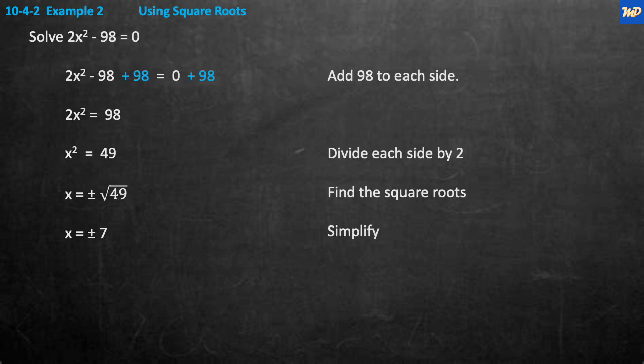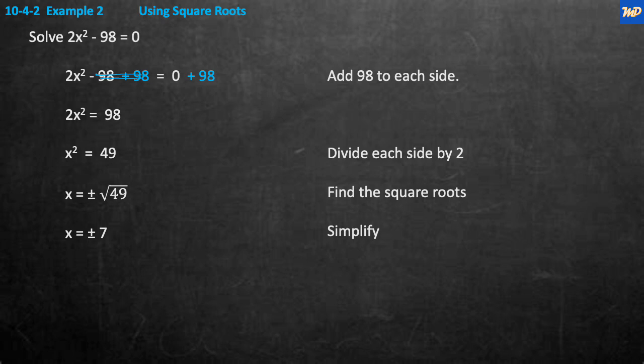Example 2, using square roots to solve this. To solve the problem 2x squared minus 98 equals 0, we're going to follow the steps as we've written them down here. We write the equation: 2x squared minus 98. We're going to add 98 to both sides. So we end up with 2x squared is equal to 98, because the two 98s cancel each other out. Now we have 2x squared is equal to 98.